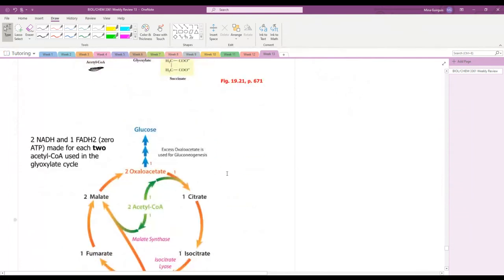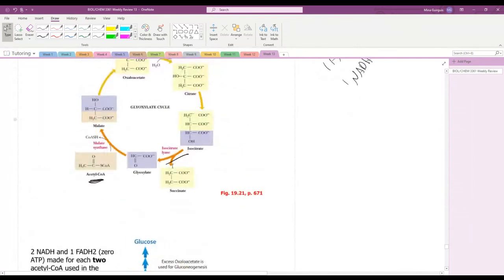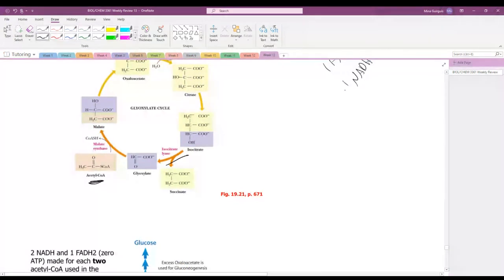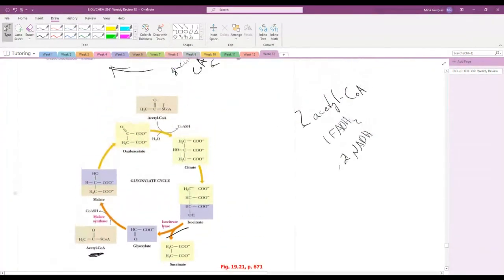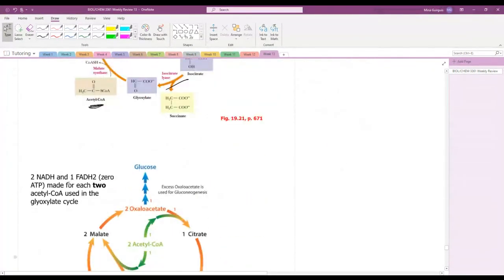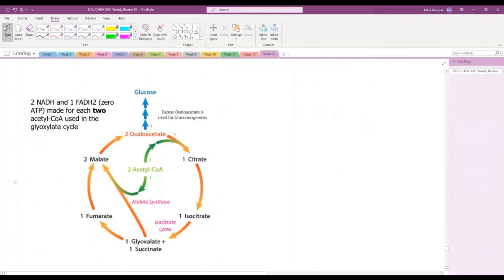Okay, and did I miscount? I did miscount. I apologize. There's two NADH. Right, because I think, is it? Yes, here we go. Okay, it's counting because succinate is going to come in and make its own. I apologize. I forgot about that step.